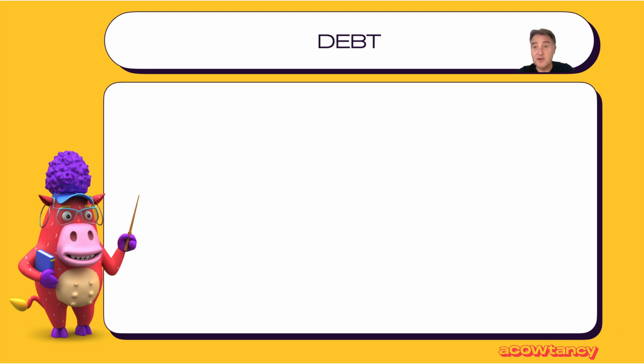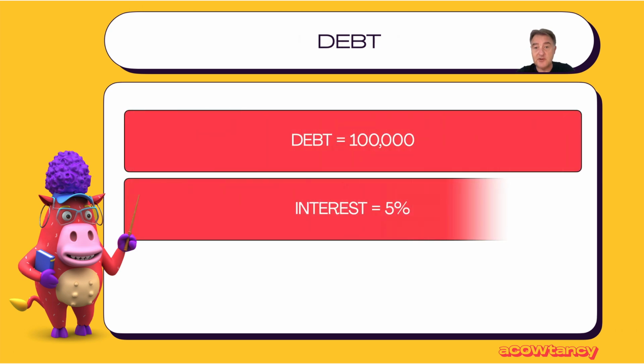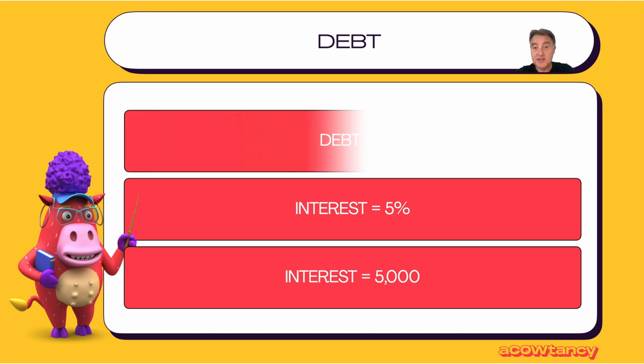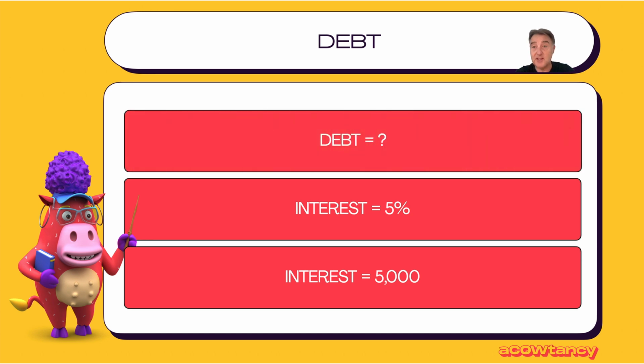Okay, I'm going to do a similar thing on debt. So if you've got a debt of 100,000, interest is 5%. Well, we all know that interest is 5,000. But just imagine they didn't tell you the 100,000. So you had to calculate the debt. They just told you the interest rate and the interest amount.